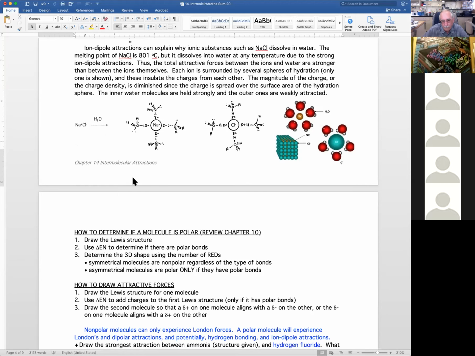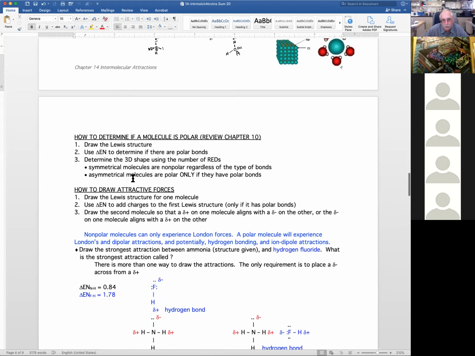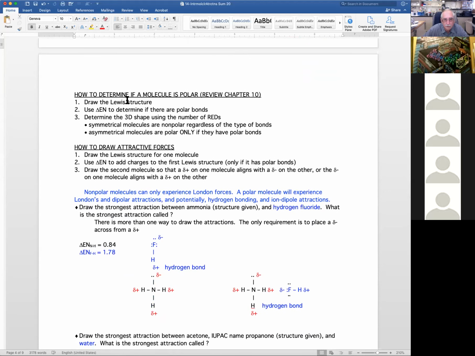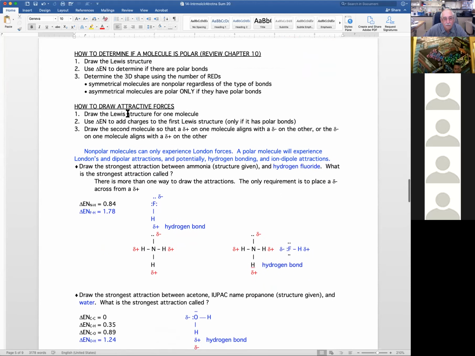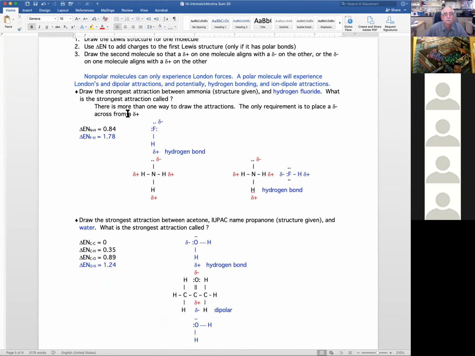Okay, well, how do we determine if a molecule is polar? This is simply a review from chapter 10. Then how do we draw attractive forces? Well, what we did here, I gave several examples. Draw the strongest attraction between ammonia and hydrogen fluoride.